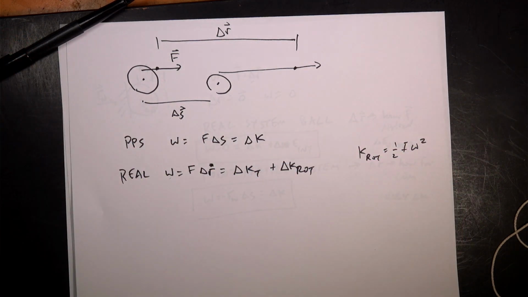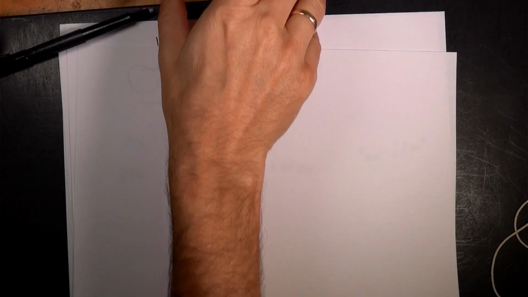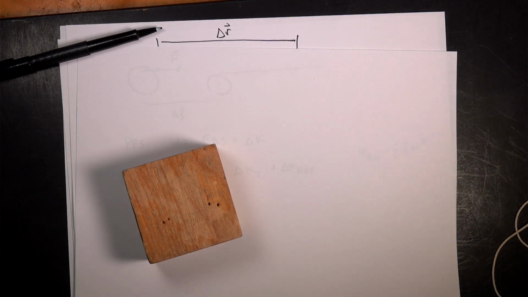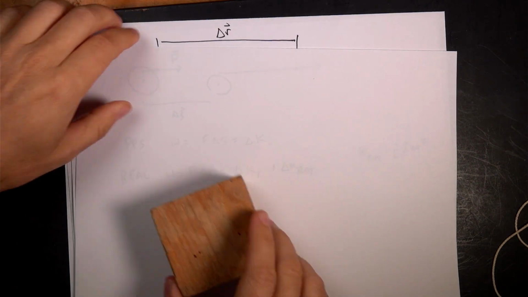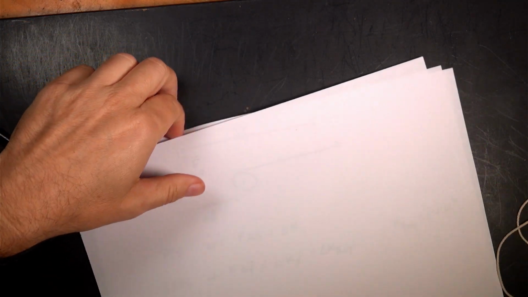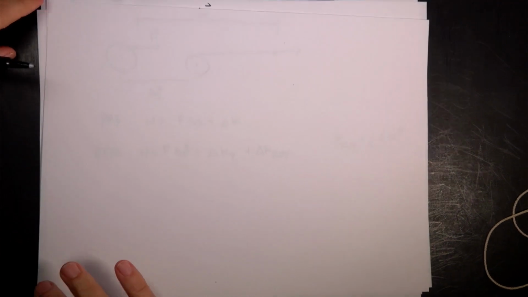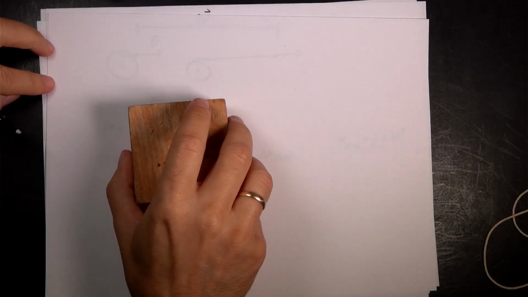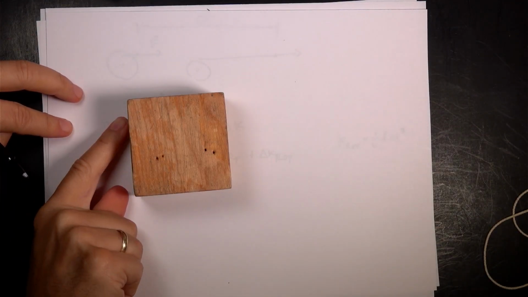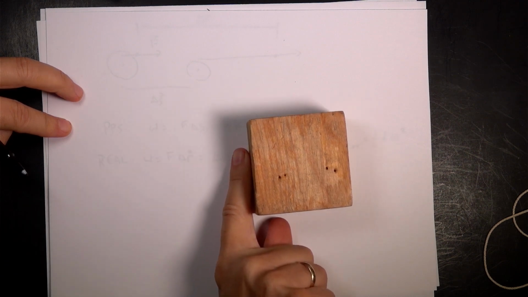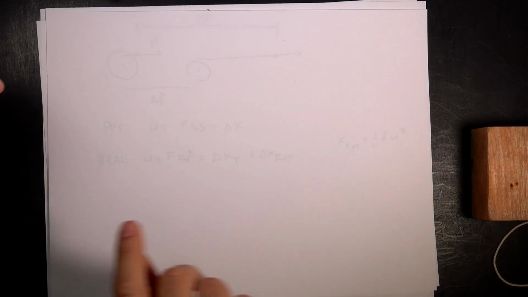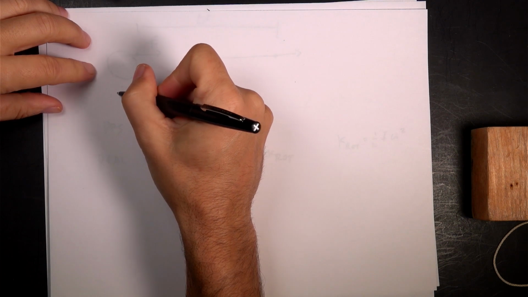Okay, I want to look at one last important thing that does deal with this, and that is the work done by friction. I've talked about this before, and I just want to show you how the point particle system and the real system give a problem with the work done by friction. So if I have a block and I push it with a constant force, just like that, and it moves at a constant speed, then how would I use the work-energy principle?